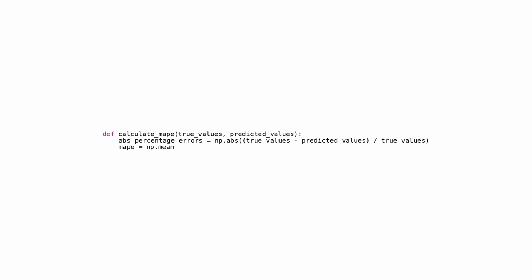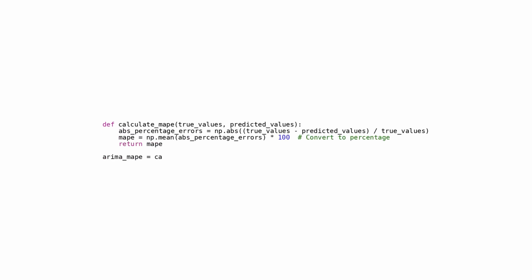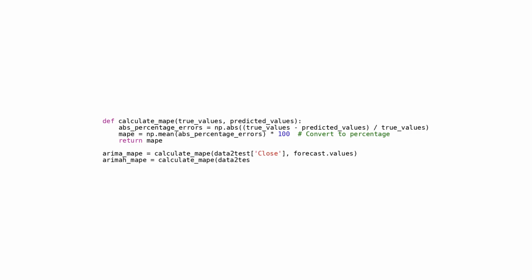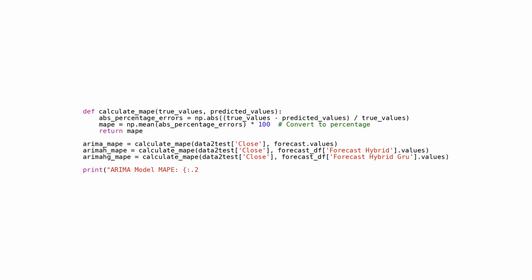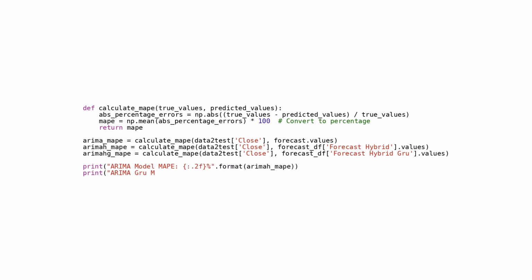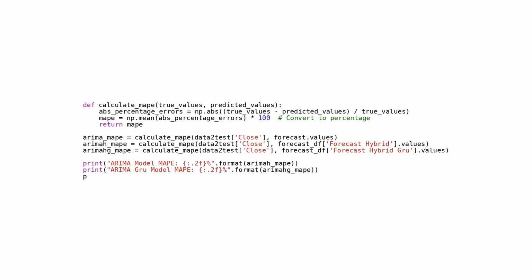The code uses a function called calculate-MAPE to calculate and print the mean absolute percentage error, MAPE, for different sets of predictions. This function takes in two lists or arrays of values, one containing the true values and one containing the predicted values. Inside the function, the absolute percentage difference between each true and predicted value is calculated and then averaged to obtain the MAPE. The MAPE is then converted into a percentage and returned as the final result.